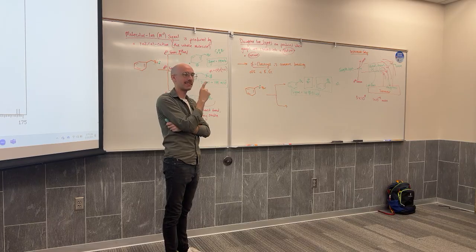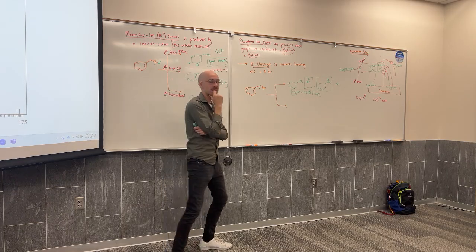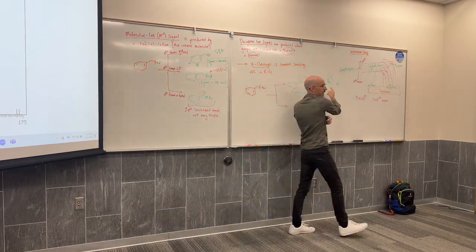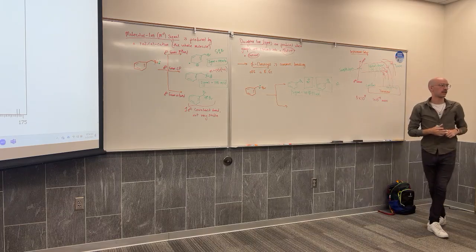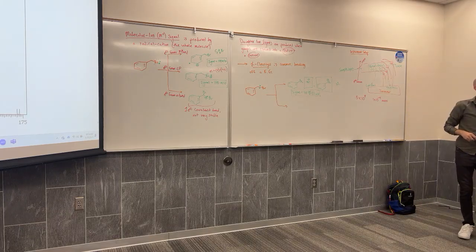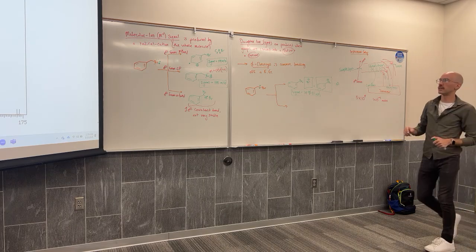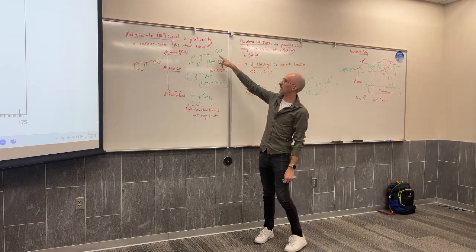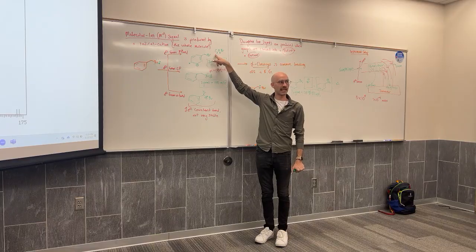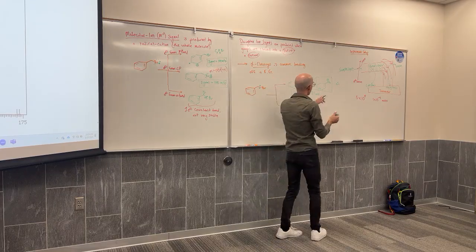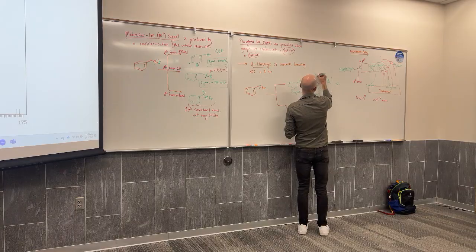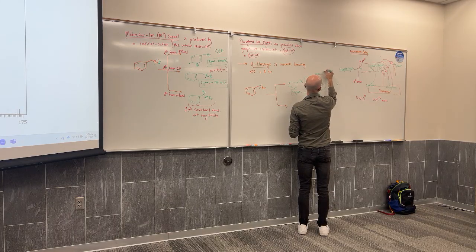Now, what mass would this fragment show up with on the spectrum? 91. Yeah, we said earlier 7 times 12 was 84, 7 hydrogens, 91. So this has a signal of 91 mass per charge.